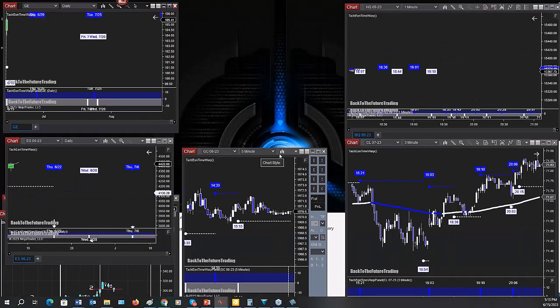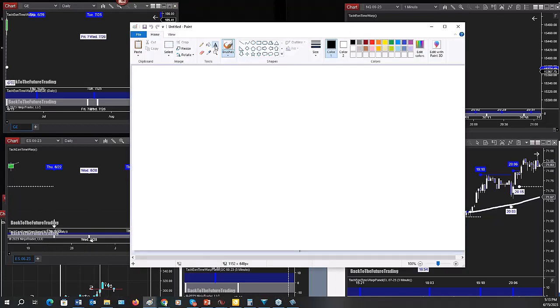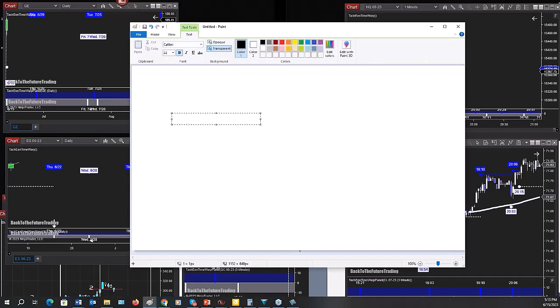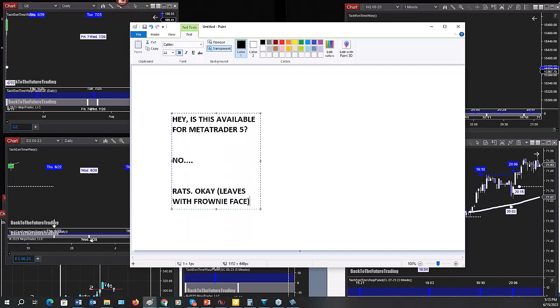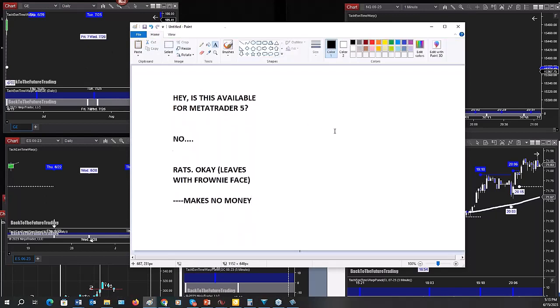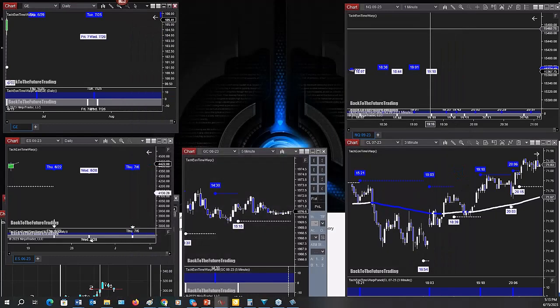So no, but don't let that be the excuse. And for almost 2 decades now, that's always the excuse. It's like, hey, is this available for MetaTrader 5? No. Rats. Okay. Leaves with frowny face. Makes no money. Hey, does this work with the platform that I was using for no other reason than that was what I was using at the time? No. Oh, well, I can't use your stuff then. That's such a weird excuse.